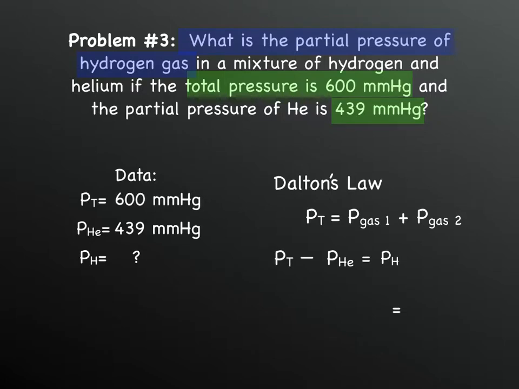Plug in our values, and then simply subtract here. Notice none of the units cancel out, so we end up with 161 millimeters of mercury.